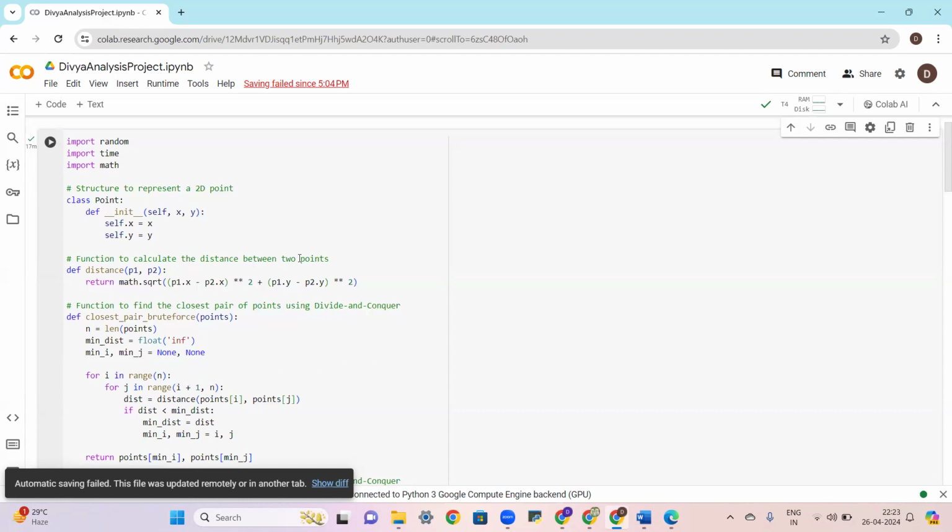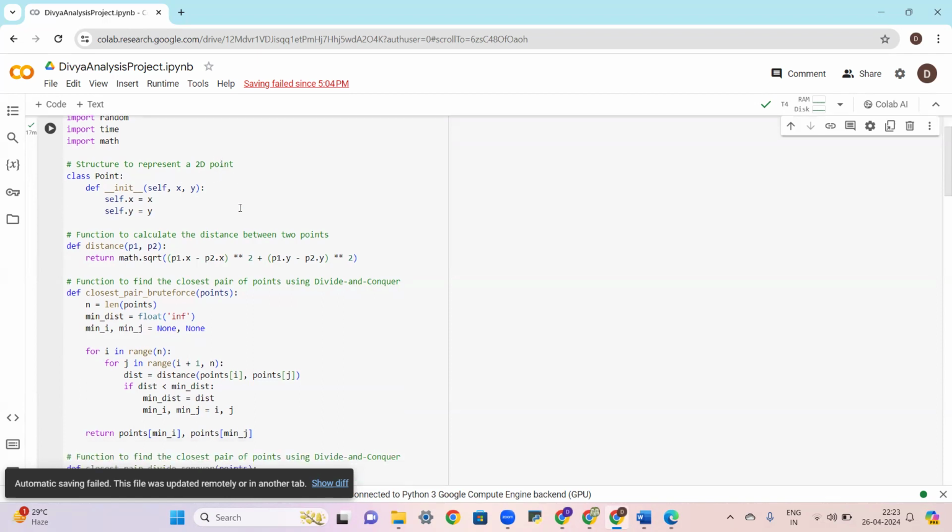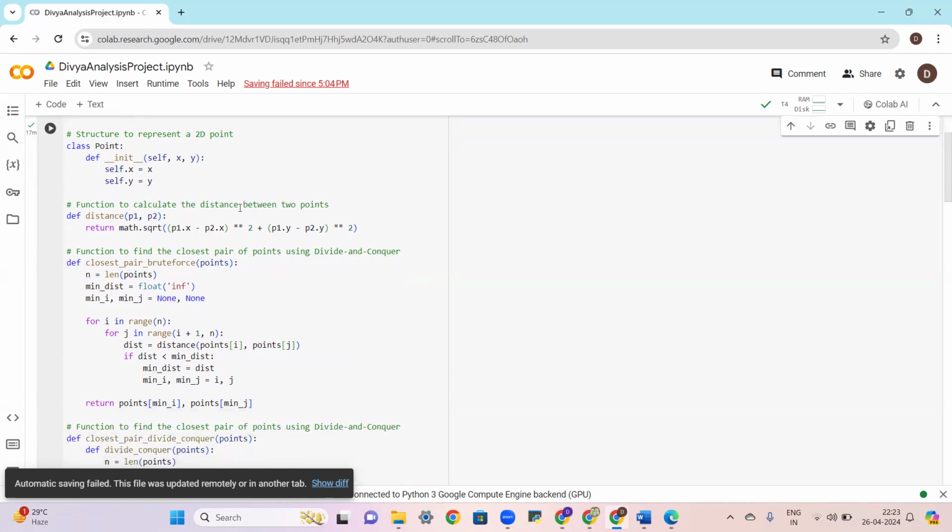And coming to the explanation of the algorithms, let's break down the two algorithms for comparison today. The first one is a brute force algorithm, and the second one is a divide and conquer algorithm. The first one is straightforward; it calculates the distance between every possible pair of points to find the smallest distance. Although it is simple, the downside is its inefficiency for large data sets due to its quadratic time complexity of O(n squared).